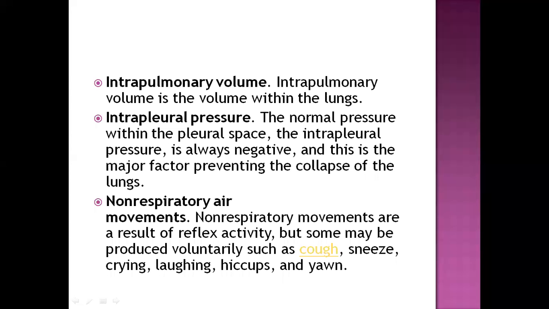There are intrapulmonary volume, pleural pressure, and non-respiratory movements. Intrapulmonary volume is the volume within the lungs, and intrapleural pressure is the pressure within the pleural space. Non-respiratory air movements can be movements such as cough, sneeze, laughing, hiccups, and yawning.